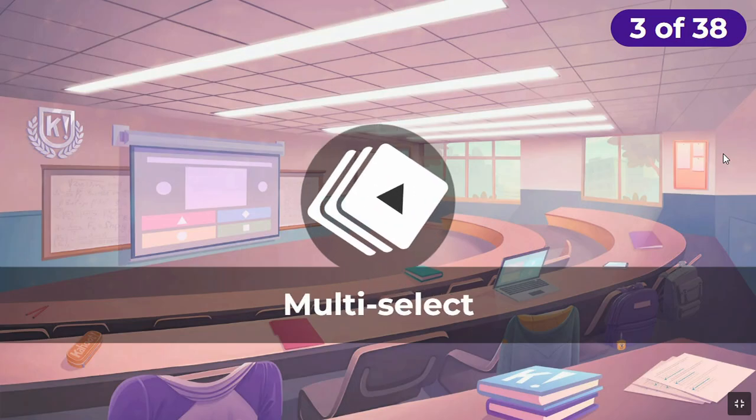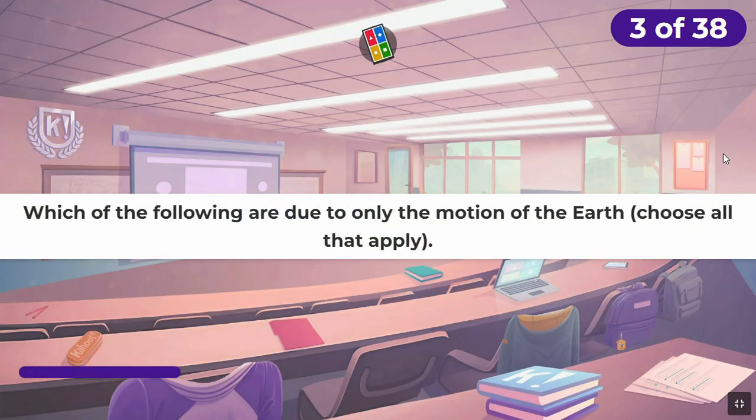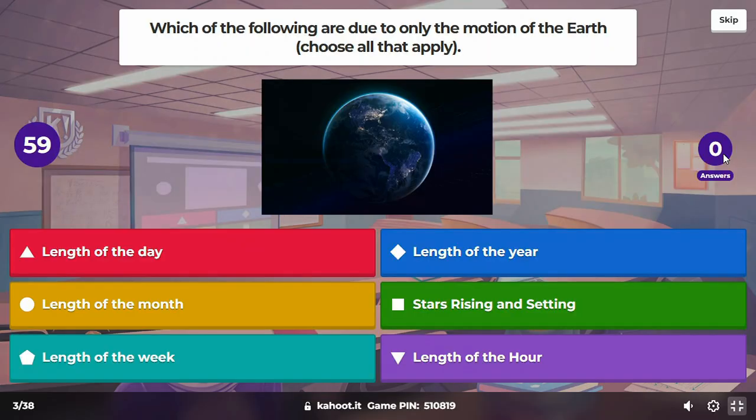So let's see how well we remember. So which of these choices are due only to the motion of the Earth? And there's multiple correct answers.